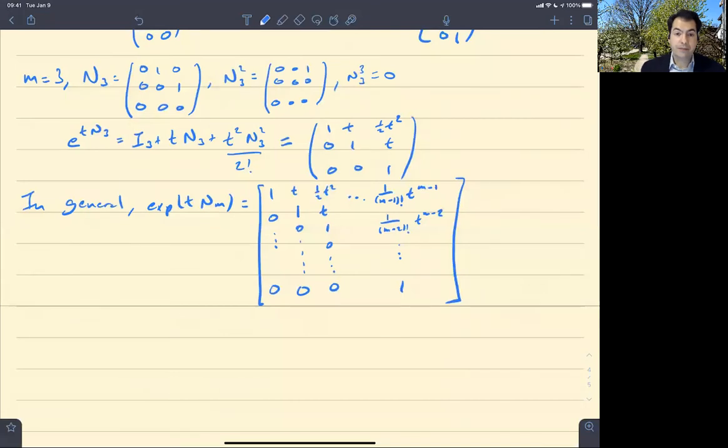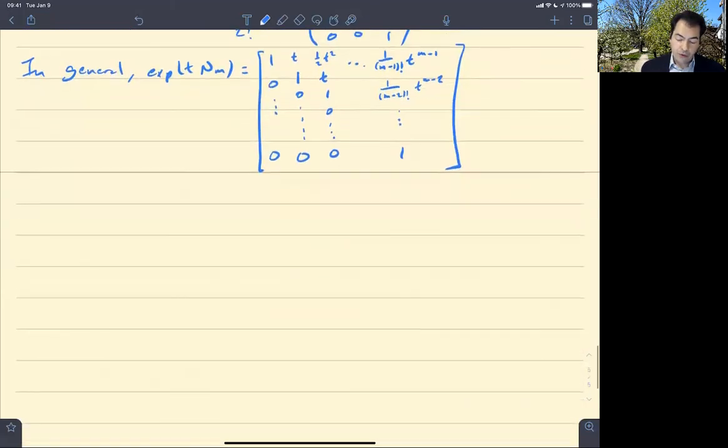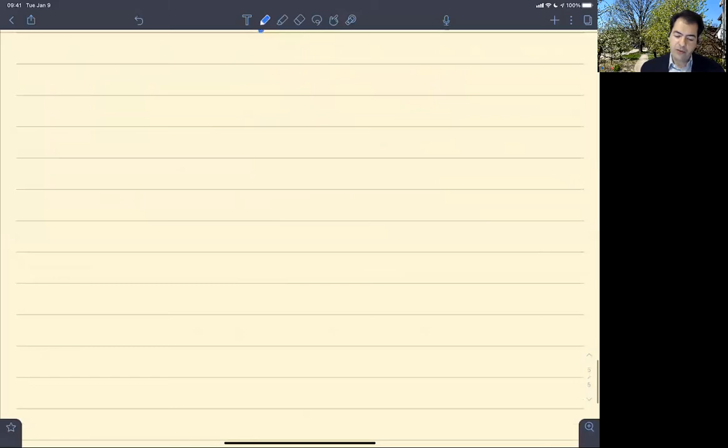Okay, so those are the exponentials of the N_m's. Multiplying by e to the lambda t would give us the exponential of t times the Jordan block. And that all put together gives us the exponential e to the tA for any matrix A with complex coefficients. Just first put it into Jordan normal form. Okay, so great. Now we've seen how to solve a system of linear equations with constant coefficients using linear algebra. Next, let's look at a difference equation.